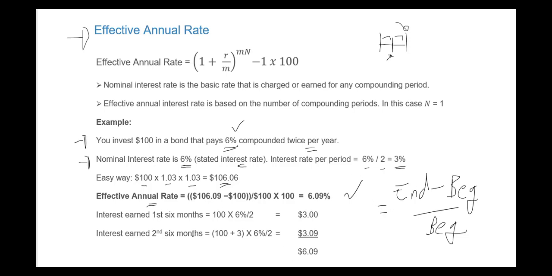The interest earned in the first 6 months, 100 times 6% divided by 2, is $3. You have $103 times 3% again, and that gives you $3.09. That gives you your interest earned of $6.09 for that year.